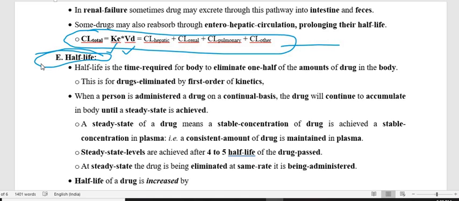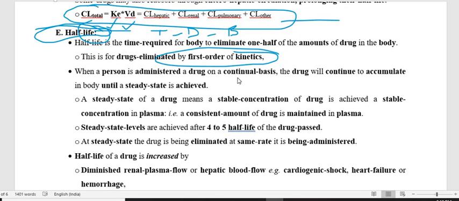You have to define the half-life like this: because this is life, it is in respect to time. So here the time is coming, here the drug is coming, and here the body is coming. So what is half-life? Half-life is the time required by the body to eliminate, to excrete out half of the drug from the body. This is called the half-life of the drug. This usually follows first order kinetics. So this is very important.